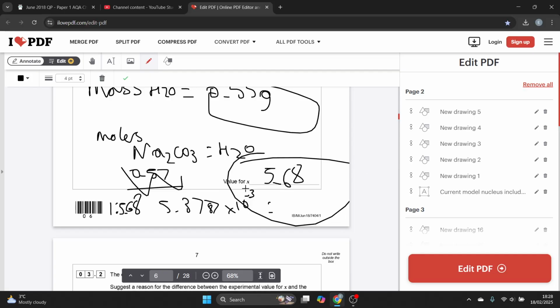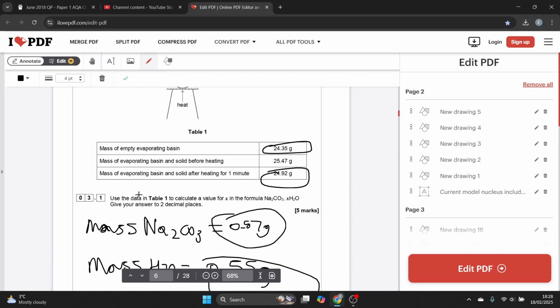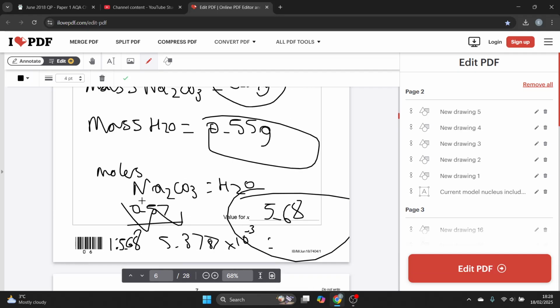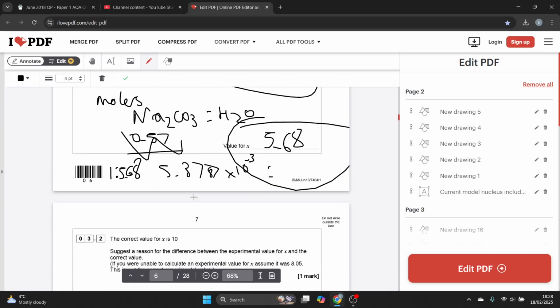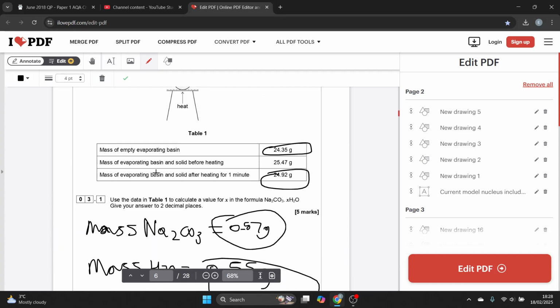I think the hardest part of this question is finding out the mass of sodium carbonate and the mass of H2O, and then also understanding how to do the empirical formula method. That method: we divide moles by the smallest number of moles.